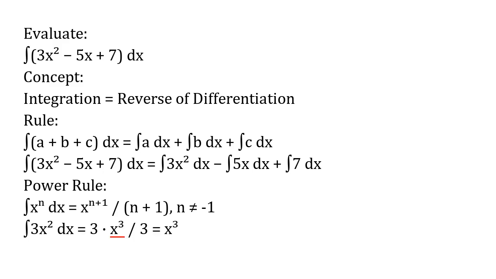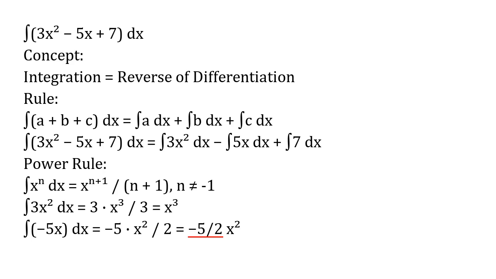Let's apply the power rule to the first term, 3x squared. Increasing the exponent from 2 to 3 and dividing by the new exponent gives us 3 times x cubed divided by 3, which simplifies to x cubed. This step demonstrates how coefficients can cancel during integration. Notice how the 3 in the numerator and denominator cancel, leaving a clean x cubed. This simplification makes the answer neat and easy to read.